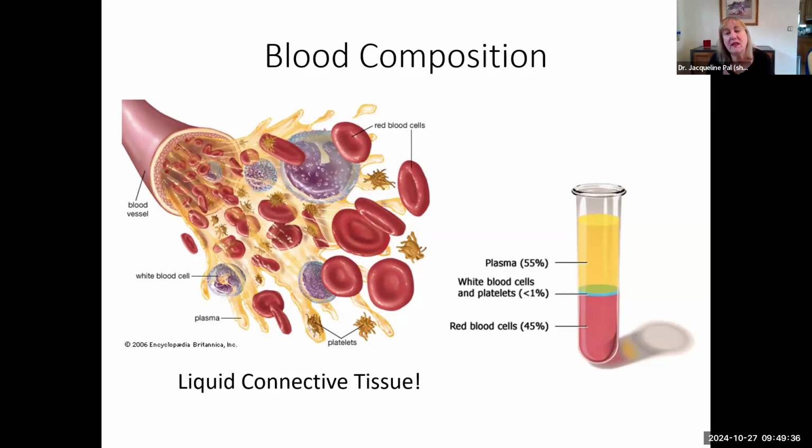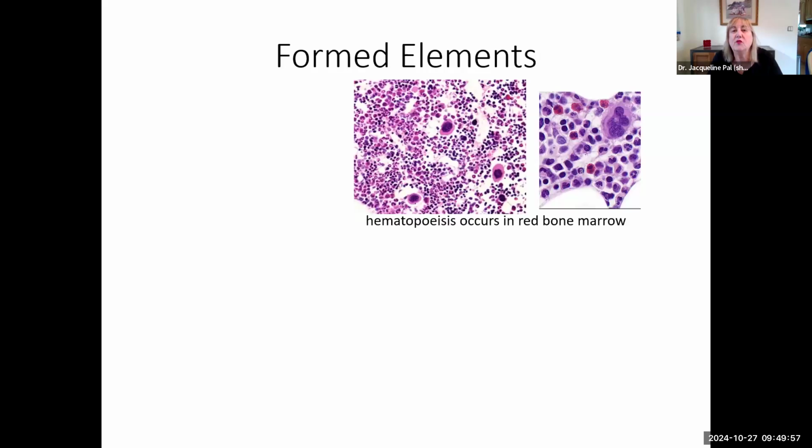So the plasma is the extracellular matrix of blood. So yes, we do have white blood cells and platelets. They make up less than 1%. So we're just going to kind of forget about them for this blood composition. We're going with 45, 55. So let's look at those formed elements, the part that is not plasma.